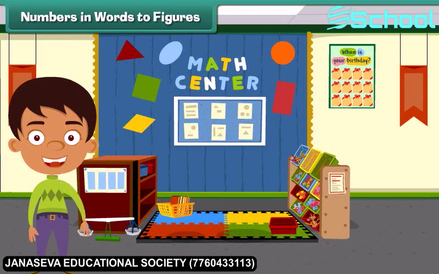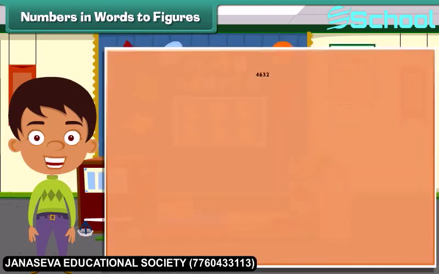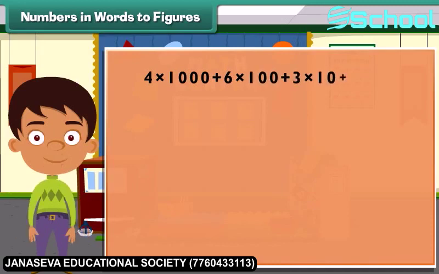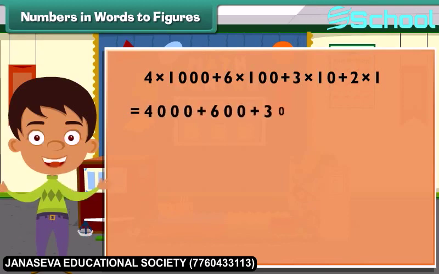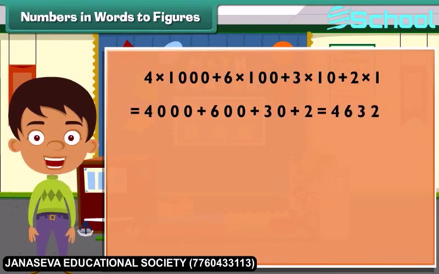Numbers in words to figures. Let us now translate numbers written in words into figures. Consider the number 4,632. The number in figures is 4 into 1,000 plus 6 into 100 plus 3 into 10 plus 2 into 1 is equal to 4,000 plus 600 plus 30 plus 2, which equals 4,632. Let's try one more question.